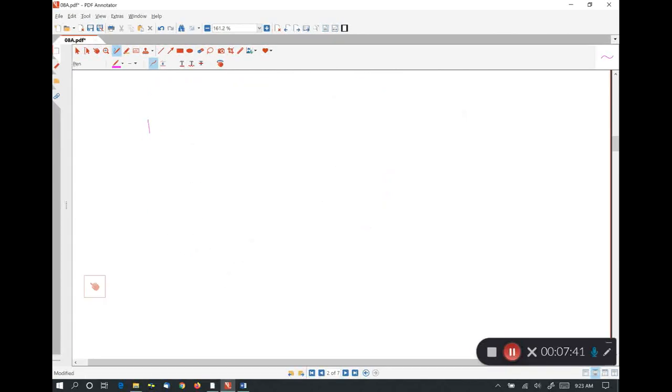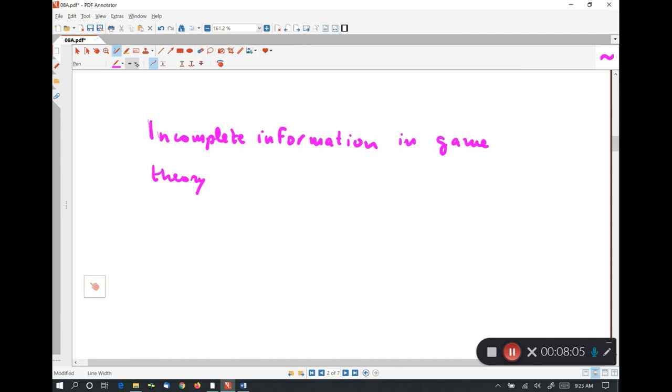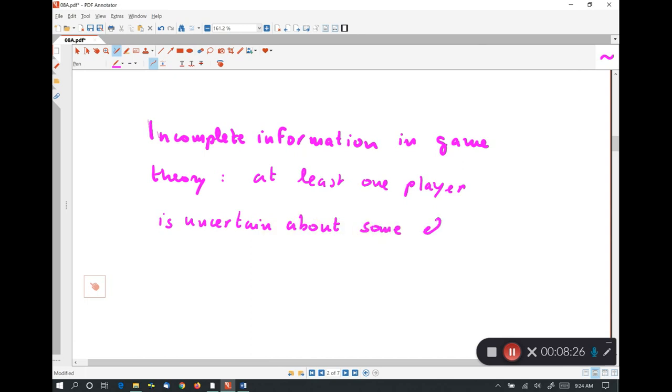In an incomplete information game, so incomplete information in game theory refers to a situation where at least one player is uncertain about some element of the game.